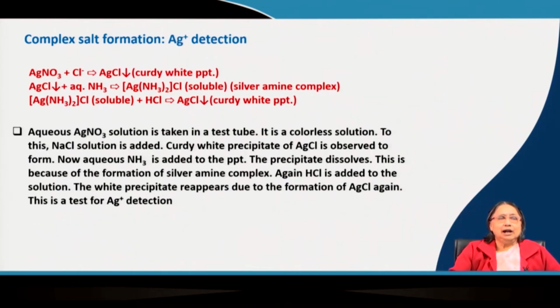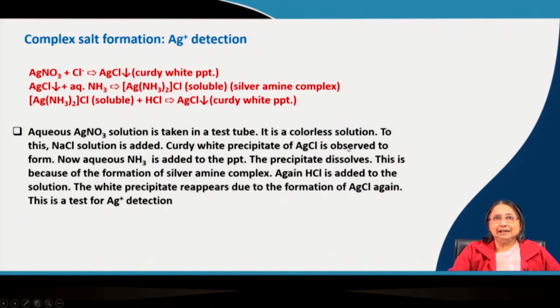Now, a similar thing can happen for silver also, and it is also a silver ion detection. What is happening? You take silver nitrate solution in a test tube, okay. It is colorless. We all know that silver nitrate solution is colorless. Now, if you add NaCl solution to this, what will happen? Because this is a source of chloride, chloride will react with silver nitrate to form a white precipitate. It is called curdy white because it is like the curd that we eat.